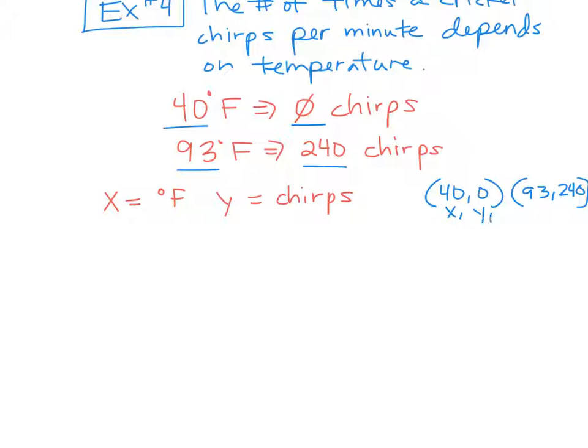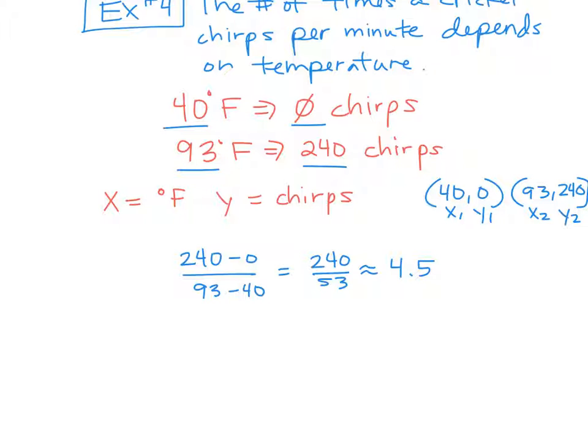If this is x1, y1, and x2, y2, it's going to be 240 minus 0 over 93 minus 40. Okay, so simplify that. You get 240 over 53. We're just going to do an approximation of this because 240 over 53 is not a fun number to work with. So we're going to call that about 4.5. We're going to round. Okay, that's your slope. That's M.